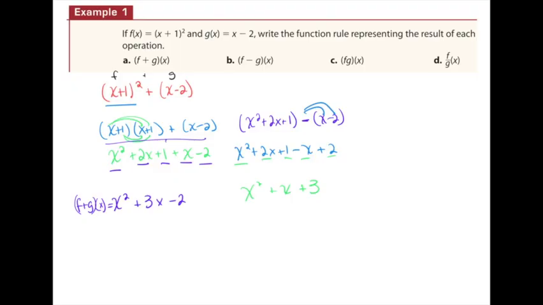Multiplication takes those two and multiplies them. Again, we can start from where we've already FOILed it. If I have x plus 1 squared times x plus 2, I'm going to do something like this, and I'm going to distribute. Distribute my x through, distribute my 2 through.